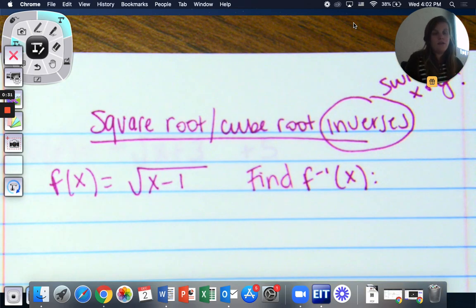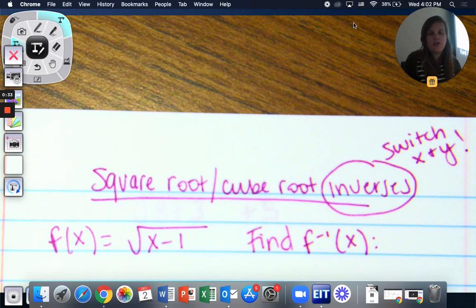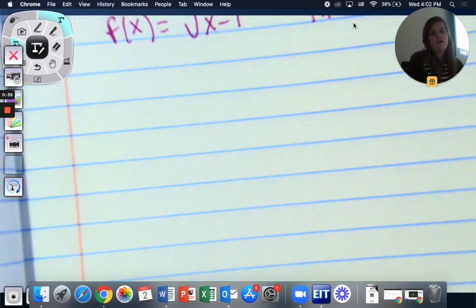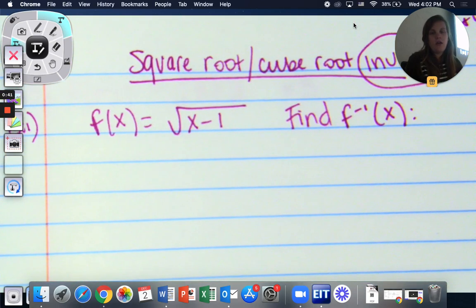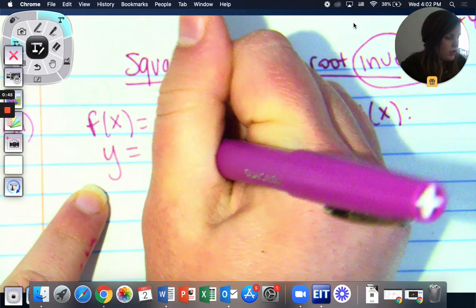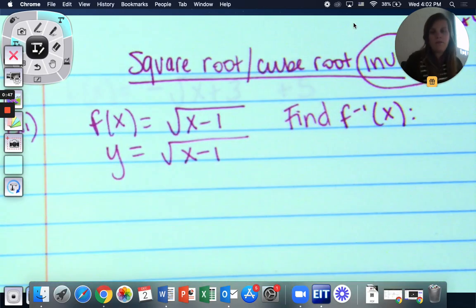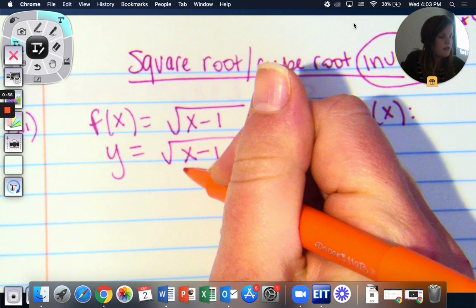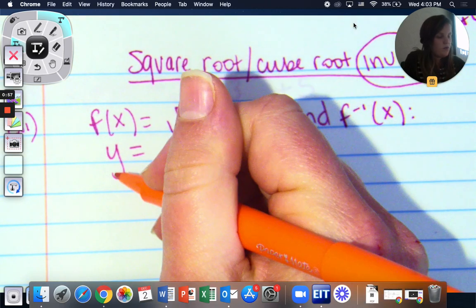Whether it's on a t-chart, your x and y points switch, domain and range switch, which we'll use here in a second, and x and y switch in the equation. You might find it helpful to change your f of x to y, even though that's not necessary. Technically your first step is to switch x and y. Literally where there's an x, you put a y, and where there's a y, you put an x.